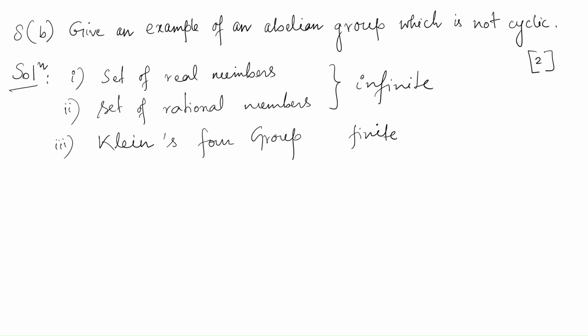The set of real numbers and the set of rational numbers, both of them are abelian groups which are not cyclic under the binary operation addition. Klein's 4 group has been discussed in detail in another video lecture. If you are interested, you may watch that. The link has been given below in the description.